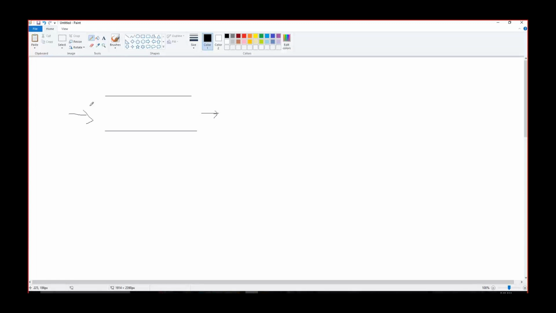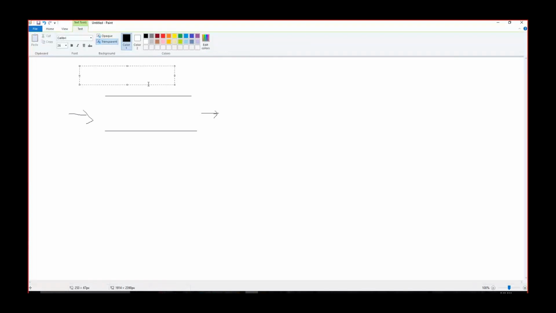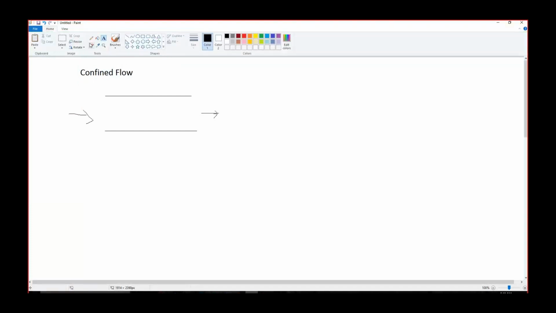So for such flows, what you assume is that this is a confined flow application. So I write it as confined. What happens in confined flow? The amount of mass entering at one point should be equal to the amount of mass exiting at the other point, right? That is, the mass flow rate at point 1, m dot 1, should be equal to the mass flow rate at point 2. Clear? So the law of conservation of mass should hold for confined flows.